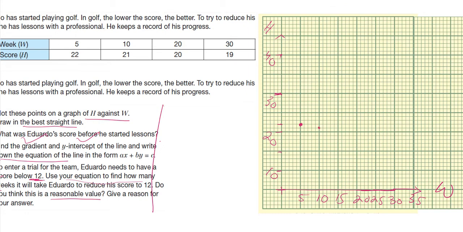All right, and when there is 20, your score will be 20. All right, so when there is a 30, your score will be 19. All right. So you have drawn the graph.